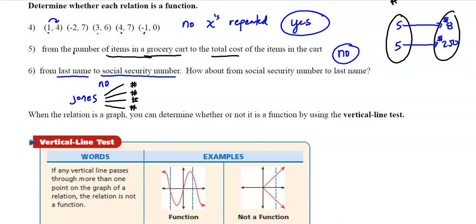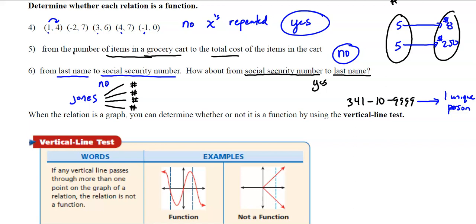Now it says, how about from a Social Security number to a last name? I think this is a yes. Because if you're given a Social Security number, and I'm just making one up, 341109999, that is going to map directly to one unique person who has a last name. I guess you could get into, well, what if they changed it? That kind of stuff. But if you're given a Social Security number, that will lead you to exactly one person. But the other's not quite true.